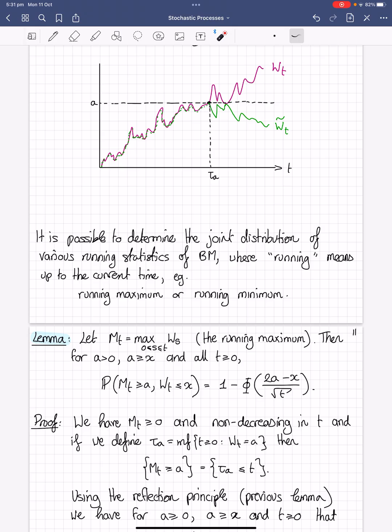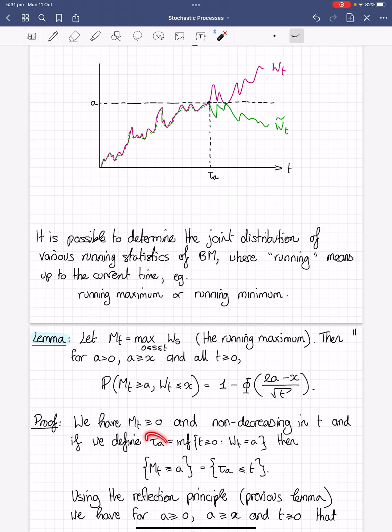So it either stays at the same value, or if the Brownian motion hits new heights, then that running maximum is going to increase, but it can never decrease. Once you've hit a level, the running maximum is going to stay at that level, and so that means that the running maximum is non-decreasing in t.